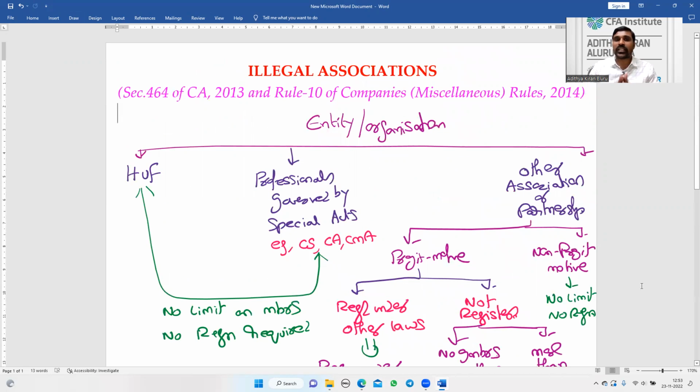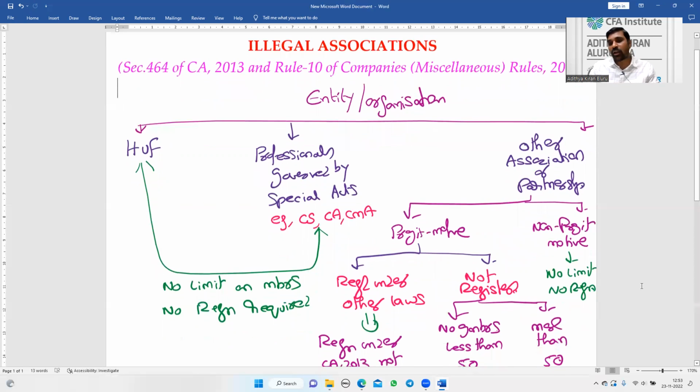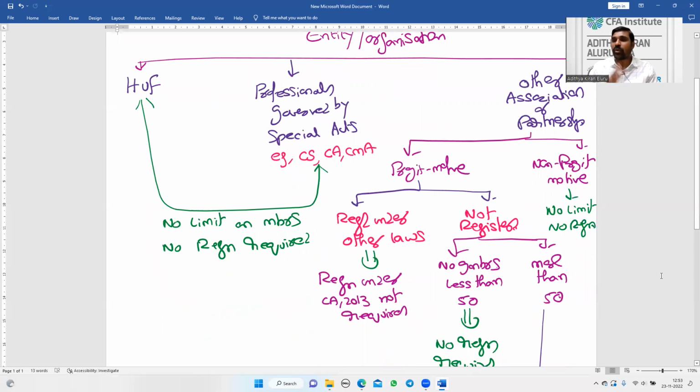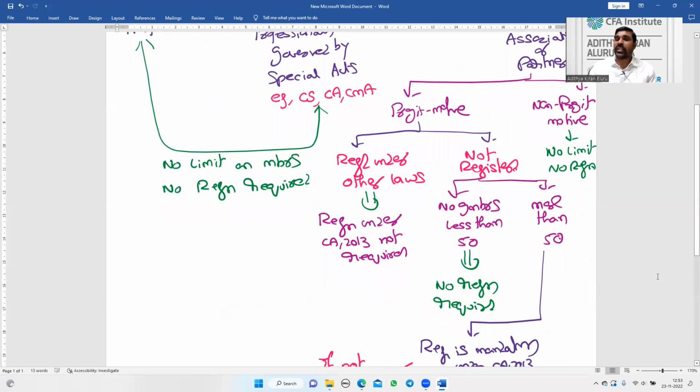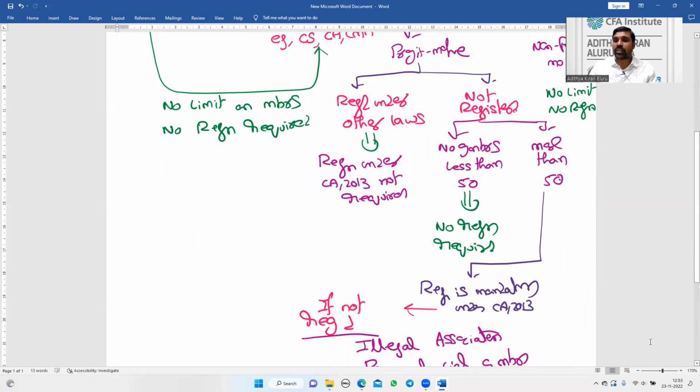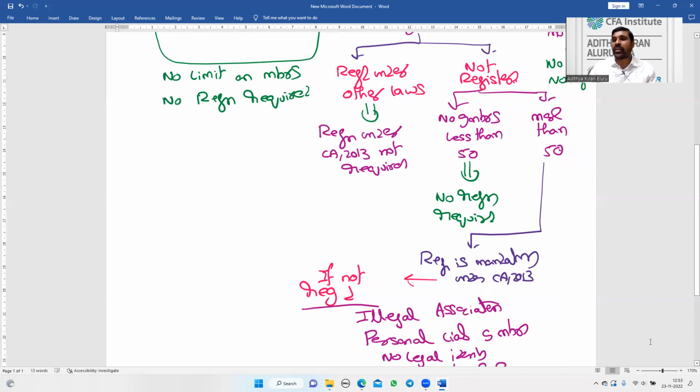So, to check an entity for registration: whether it is an HUF or professionals governed by special acts, in those two cases, no limit, no registration. If it is other entities, then check profit motive or non-profit motive. If non-profit motive, no limit, no registration. If profit motive, check whether it is registered under other laws. If already registered, no registration is required under the Companies Act. If not, then check the number of members: less than 50, no registration required; more than 50, registration is mandatory under Companies Act.